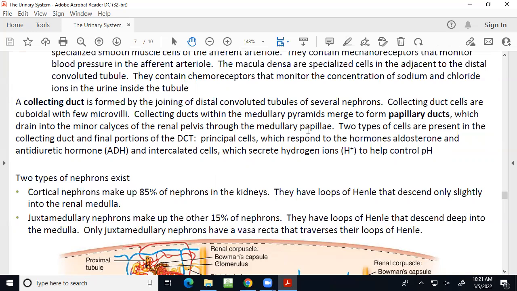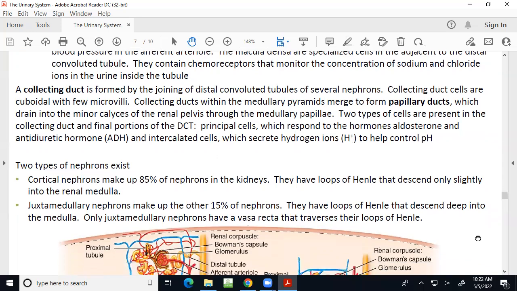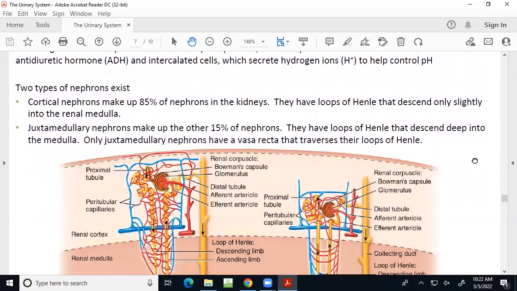Two types of cells are present in the collecting duct and the final portions of the distal convoluted tubule. They include principal cells, which respond to the hormones aldosterone and antidiuretic hormone. Those are hormones that help regulate the processes involved with urine formation that I'm not going to get into in this class. And then there's also intercalated cells that secrete hydrogen ions that help us control our blood's pH. In other words, that helps us pee out acids, which is what helps regulate your body's pH.